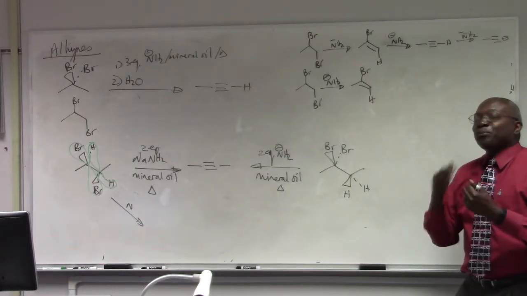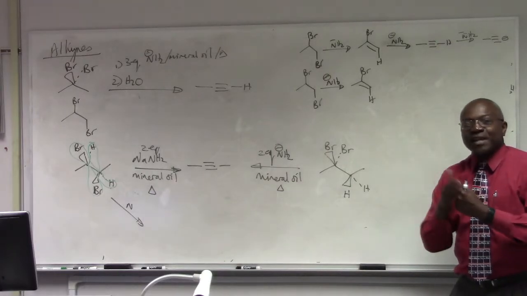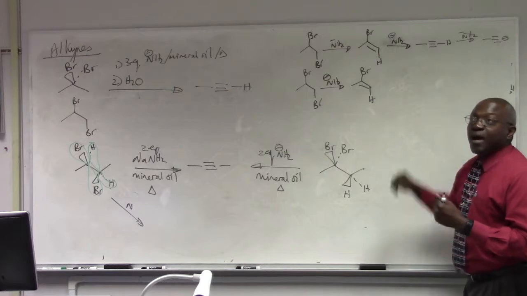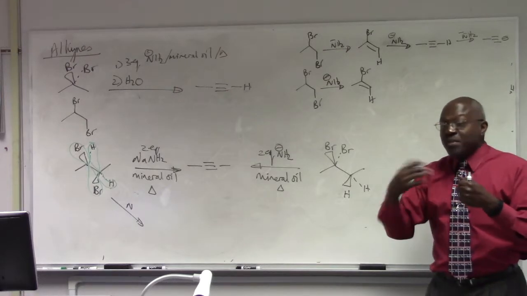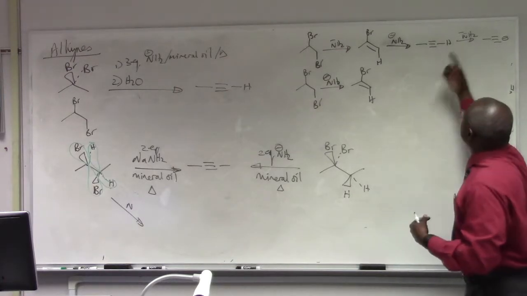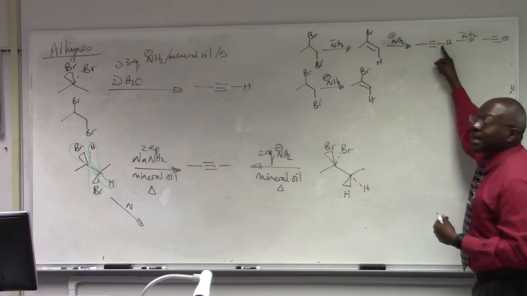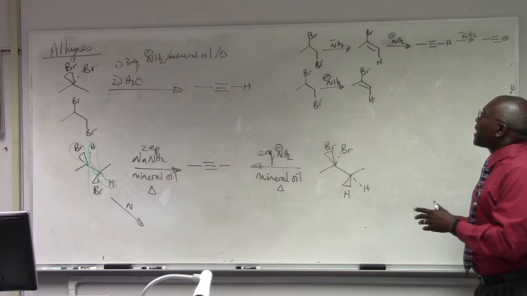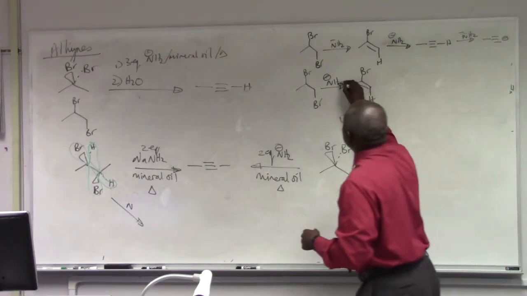And remember, proton transfer is the fastest reaction in organic chemistry. You cannot stop this. If you add hydroxide to HCl, they must react. There's no alternative. If you add NH2 minus to a terminal alkyne, they must react. There's no alternative. So 2 equivalents of NH2 minus will not work.